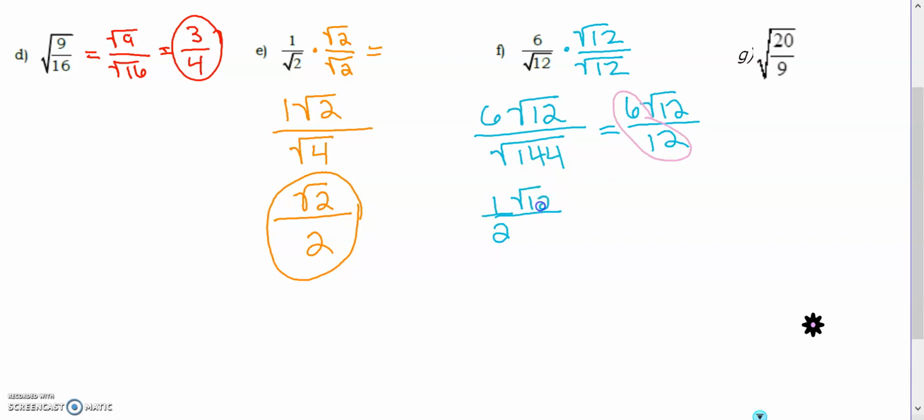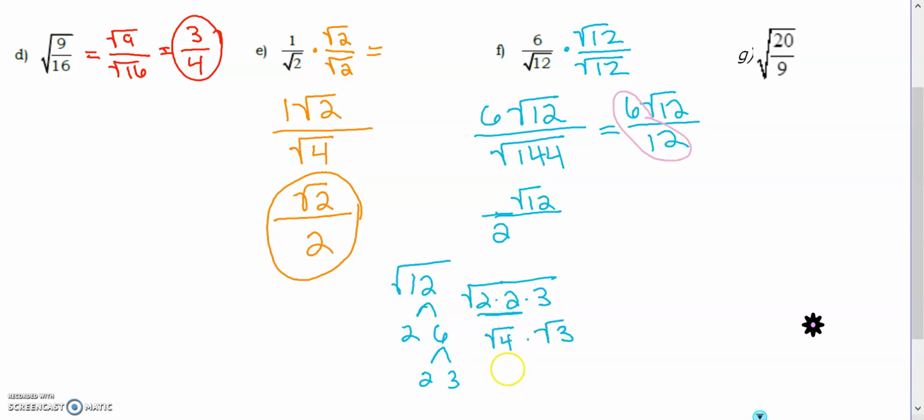So now I have this. And just like before, do I really need that 1 out in front? Not really. So I'm going to erase it. But my radical 12 can be simplified. So I'm going to pull it off to the side and do my prime factoring. I have a set of 2's. That gives me the square root of 4 times the square root of 3. And the square root of 4 is 2 radical 3.